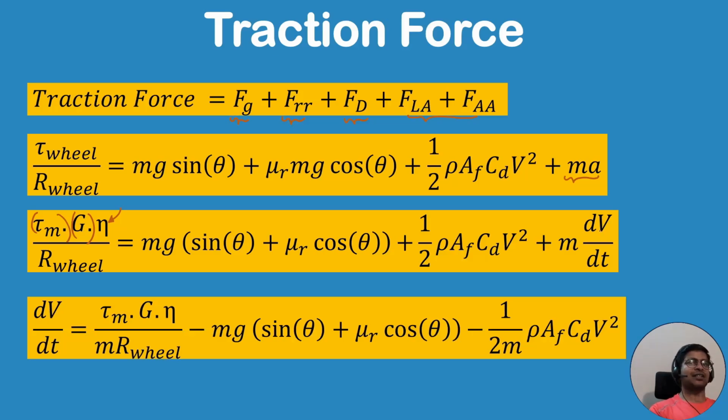So next, I wrote this expression in terms of dv upon dt, which is equal to the torque of the motor multiplied by the gear ratio multiplied by the efficiency, divided by the vehicle mass into the radius of the wheel, minus mg, which I have taken common. As you can see, in this bracket I have written sin theta plus mu r cos theta minus 1 by 2 into the mass of the vehicle multiplied by the density of the air multiplied by the frontal area multiplied by the drag coefficient multiplied by the speed of the vehicle.